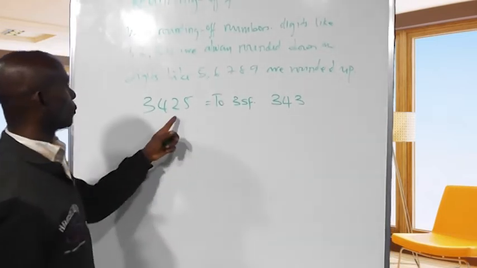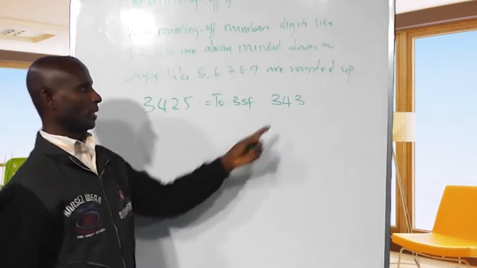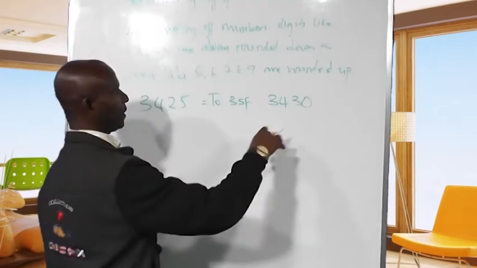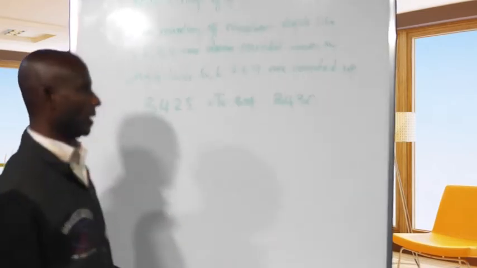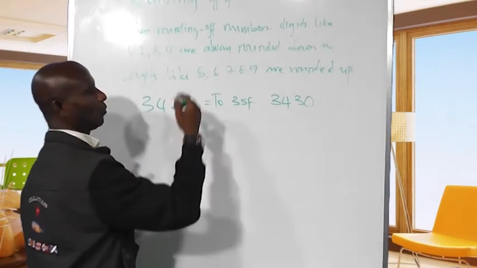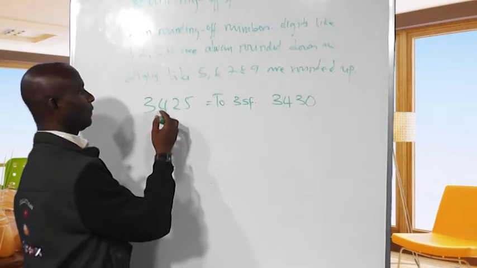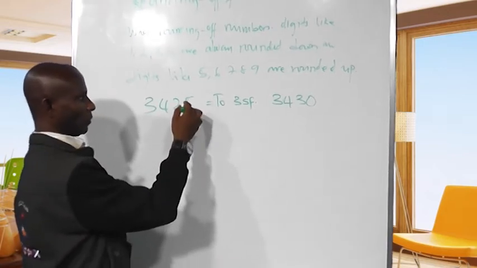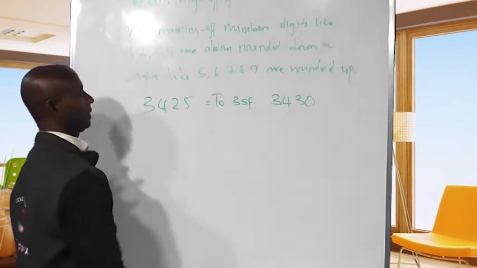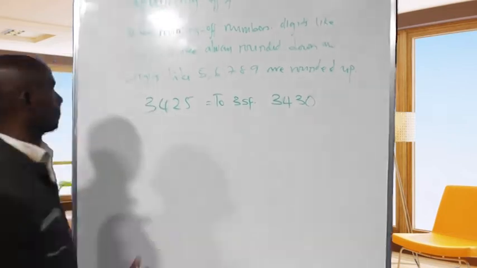If we have 3425, we can round off this number to 3 significant figures this way. We fix a 0 here. We are rounding off the number, so we change this one to 10 and add it here, it becomes 343, and this one becomes 0 because we have rounded up these to 10. And we can bring this one to the nearest 100.